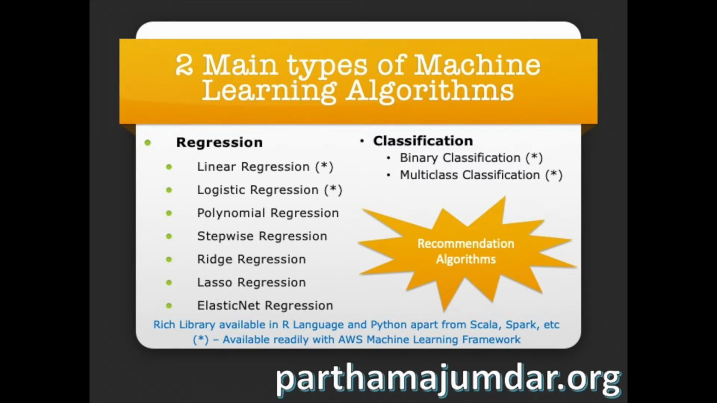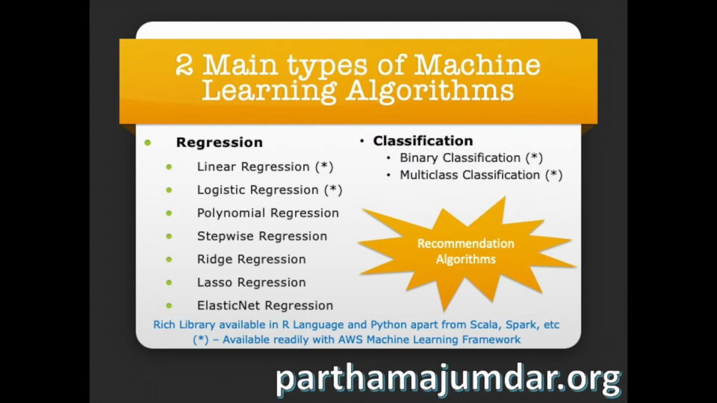Welcome back. So far we have discussed what is machine learning, why is it required, and what are the different categories of machine learning. Now we take a look at what are the different types of algorithms required for machine learning. If you notice very carefully from what we have discussed so far, there are two main types of problems that we are trying to solve through machine learning.